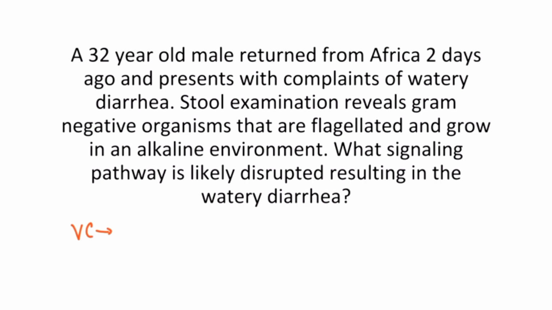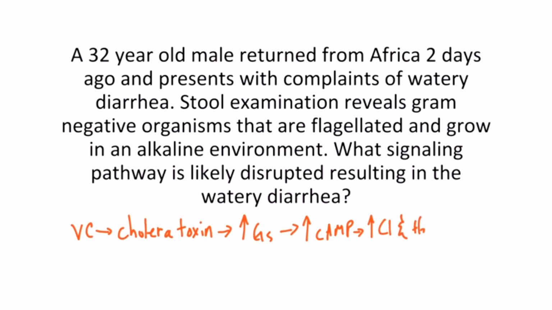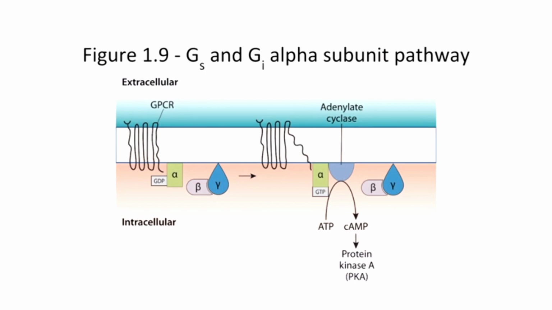So Vibrio cholerae produces cholera toxin, which increases the GS alpha subunit pathway, resulting in increased cyclic AMP, resulting in increased chloride and water excretion into the gut, resulting in watery diarrhea. From figure 1.9, you can see that the GS alpha subunit normally increases the stimulation of adenylate cyclase. So activation of this pathway through the cholera toxin will result in increased cyclic AMP. Okay, let's do another question.